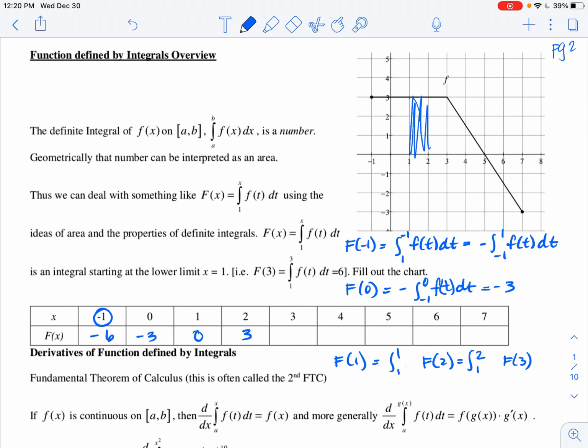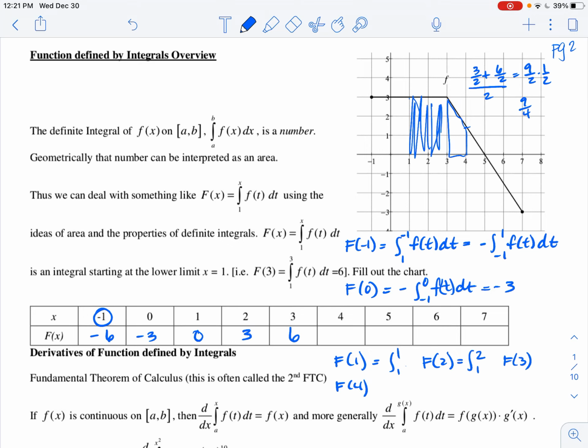F of 3, I'm just going to keep adding on. That's going to be 3 more, so that's 6. F of 4, I'm going to add on this trapezoid. So I'm going to have to do a little bit of math. Adding the bases, so this is 1.5. So 3 halves plus 3, so 6 halves, and divided by 2 times the height. So let's see, how about 9 halves divided by 2, so times 1 half. How about 9/4?